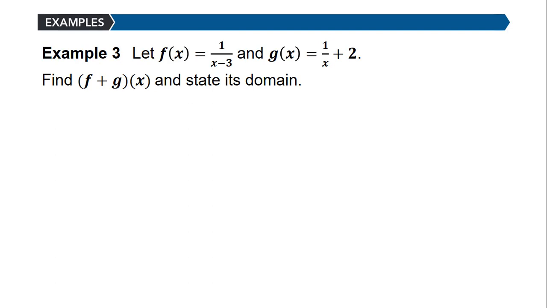Now we want to let f of x equal 1 divided by x minus 3, and g of x is equal to 1 divided by x plus 2. And here we're just going to look at what is the sum of the two functions, and we want to state its domain. So f plus g of x is equal to 1 divided by x minus 3 plus g of x, which is 1 over x plus 2. So I should have written that out here, f of x plus g of x.